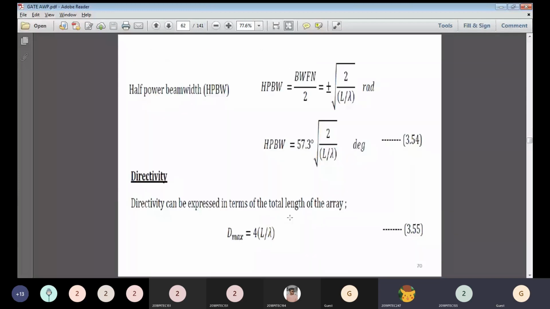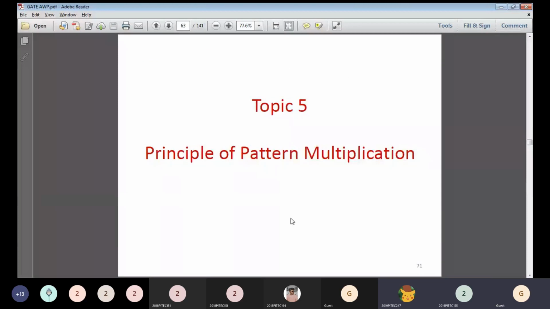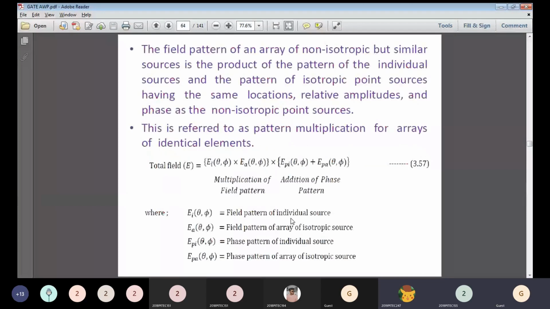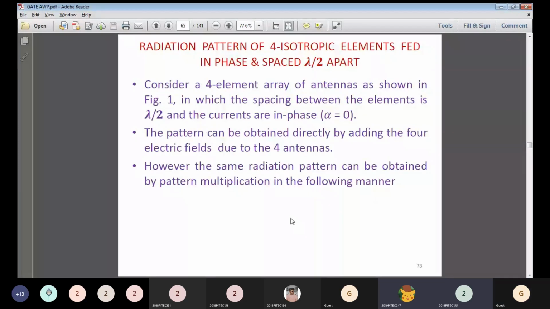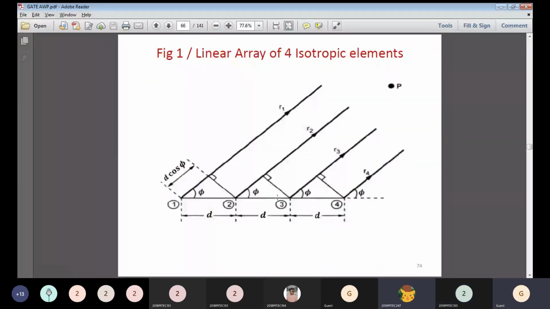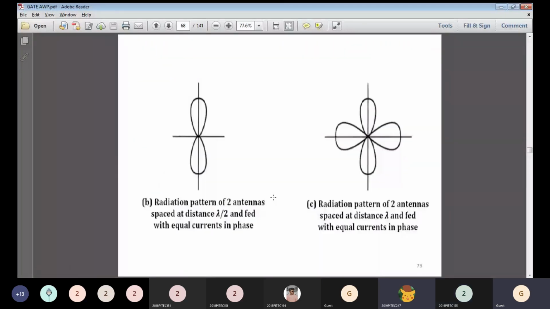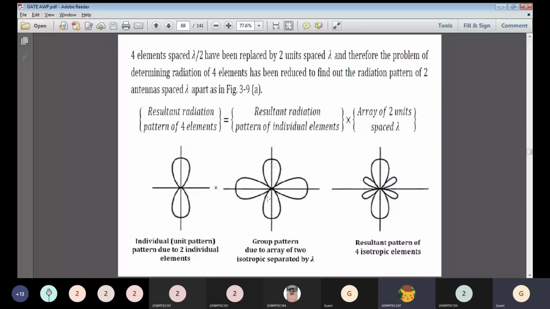And the principle of pattern multiplication also we discussed, and how we are going to get it. For example, we took the 4 element concept. So in 4 elements, we are going to make it as 2 elements, so that you get the multiplication of the individual element pattern with the group pattern. Individual pattern into group pattern, we are going to get the resultant pattern of the 4 isotropic elements.